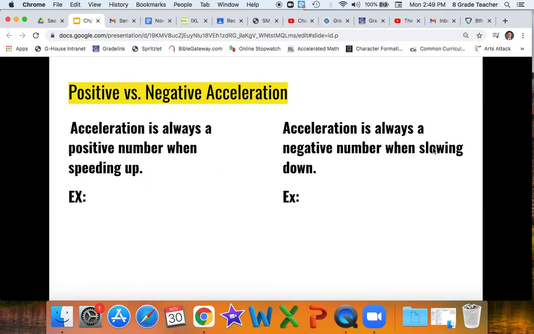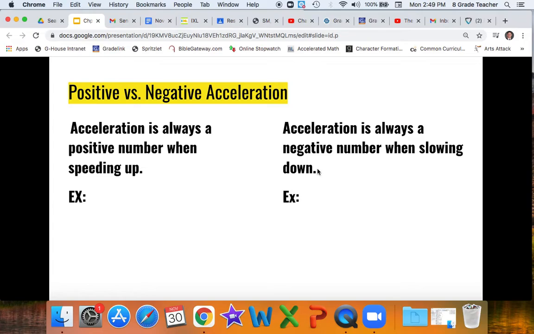An example of speeding up or positive acceleration would be going from walking to sprinting, or from being at a complete stop to sprinting. An example of slowing down is when you're sprinting and you're maybe inside, like in a basketball gym. You've got to slow down, otherwise you're going to run into the wall.